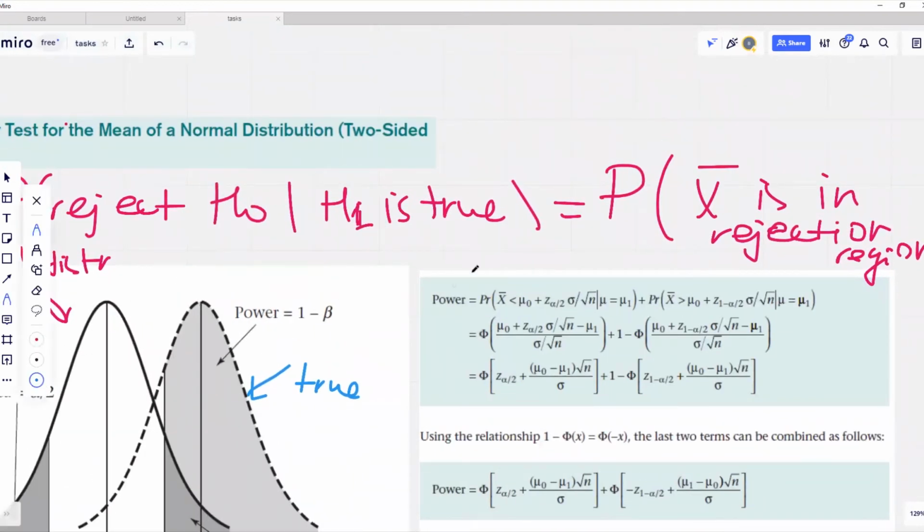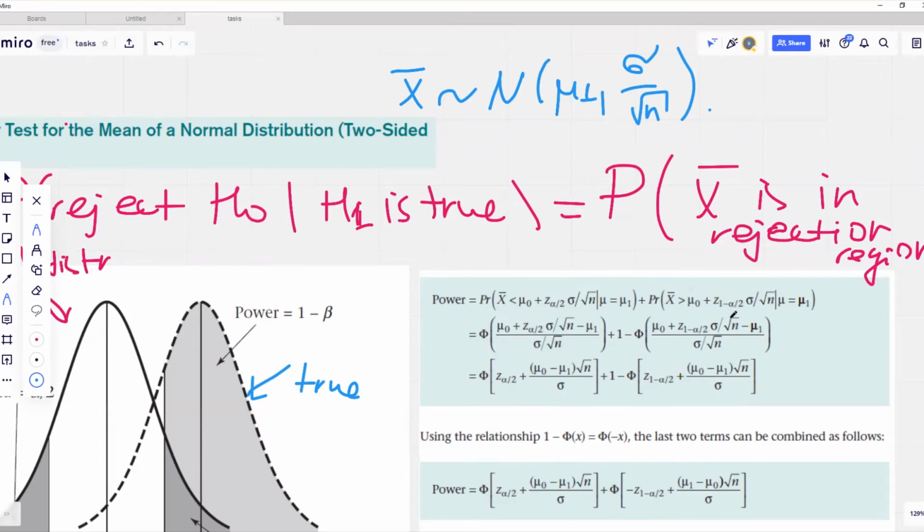so in truth, X bar follows a normal distribution with mean that is equal to mu one and standard deviation that is equal to sigma over root of n. All right, then if we are looking for the probability that X bar is less than this value, we can standardize that, subtracting mu one and dividing by standard error, we'll get the CDF of standard normal at this value here.